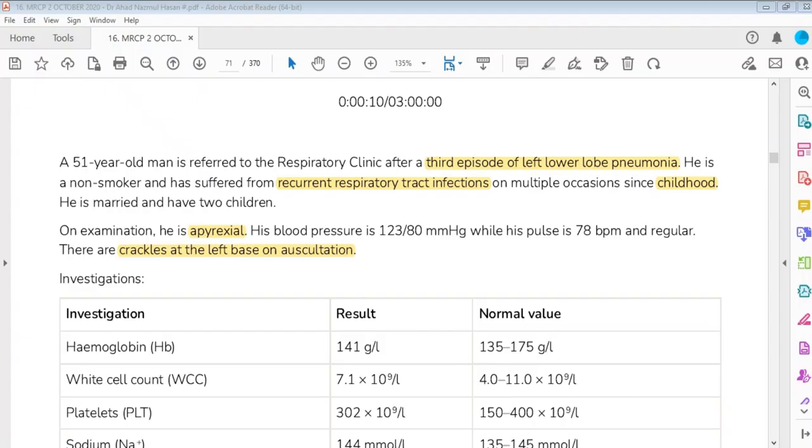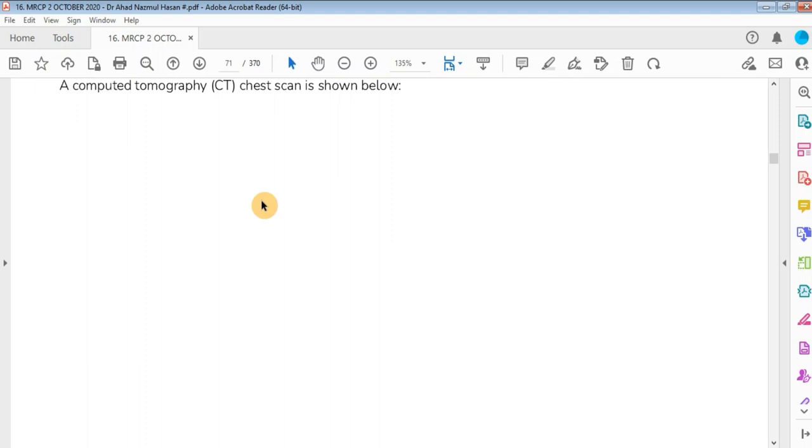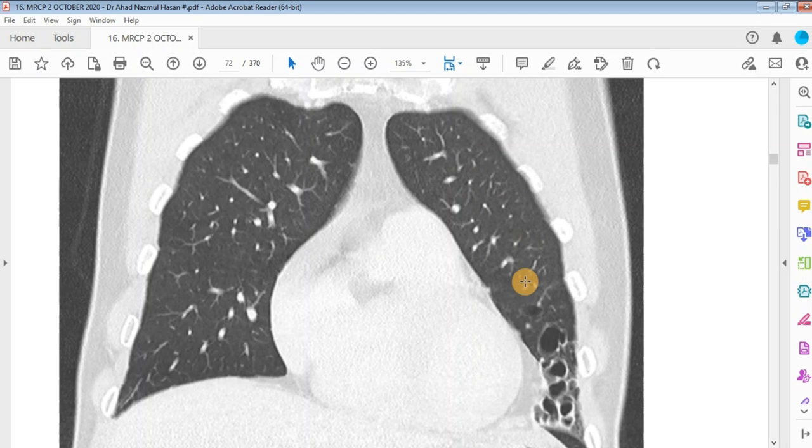So let's go back to this. This type of pattern is known as the tree-in-bud appearance, also known as the grape-like cluster, and there is significant dilatation in the bronchi. So all the features are suggestive of bronchiectasis.